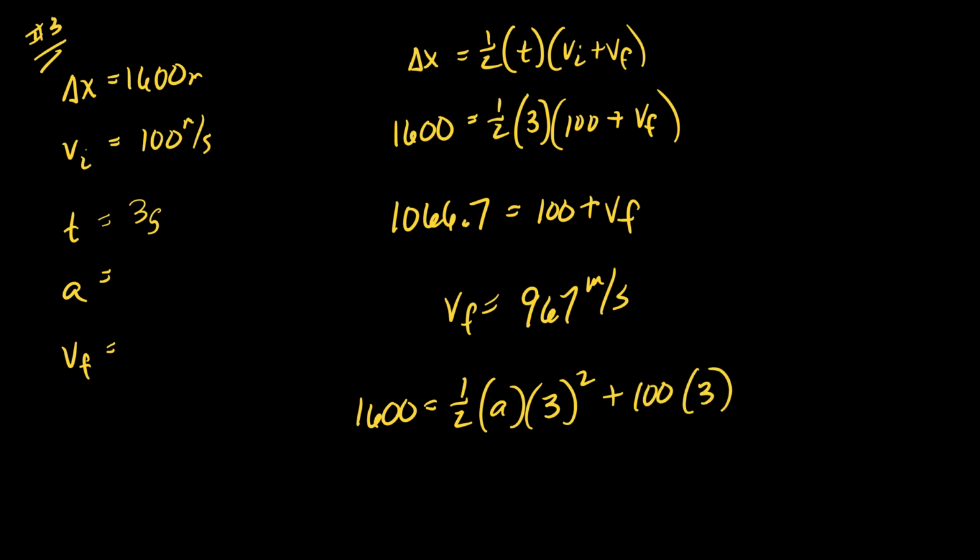So this is how you'd find the acceleration. 1,600 minus 300 times 2 divided by 9. You get an acceleration of 289 meters per second squared. 28 Gs, almost 29 Gs. So fatal acceleration for those 3 seconds.